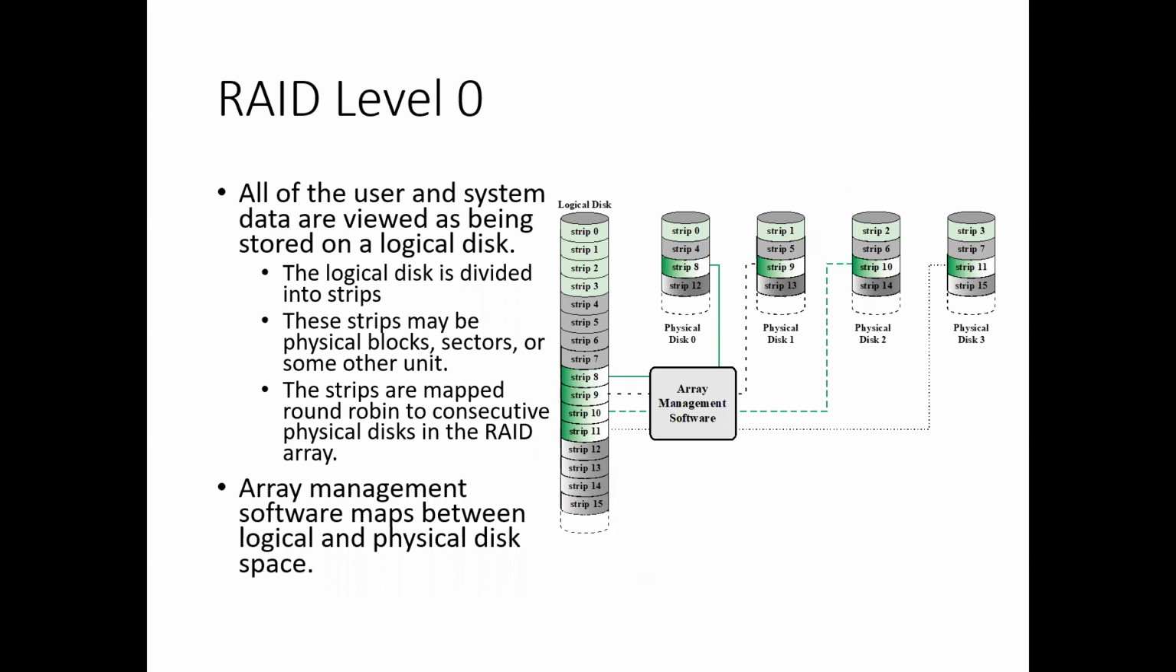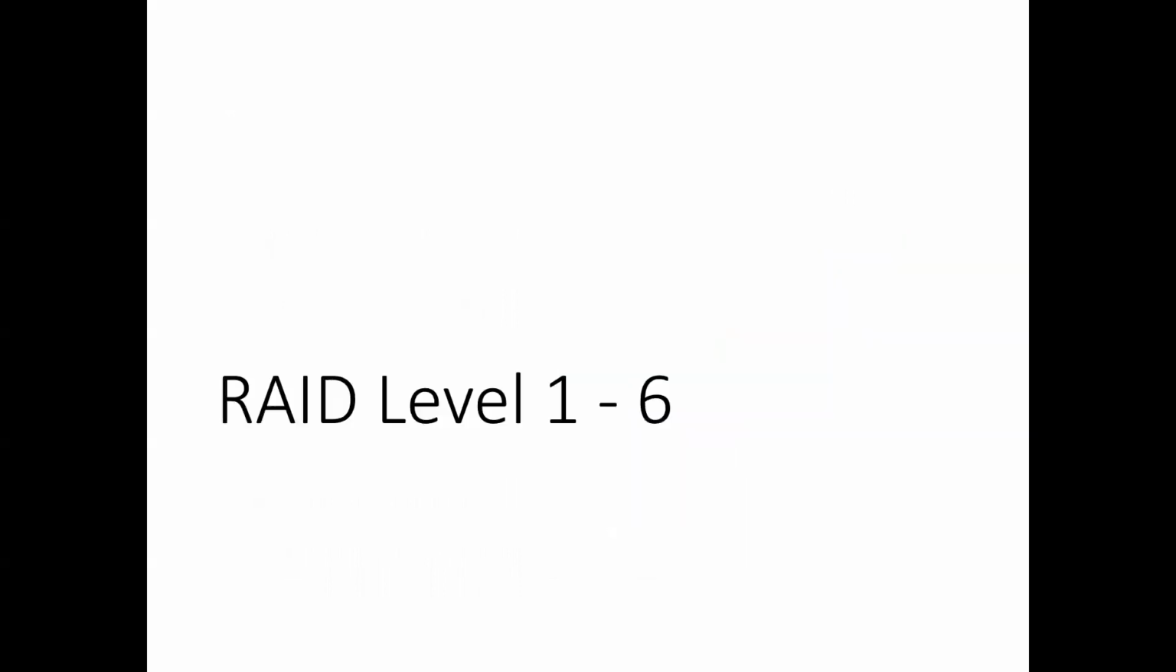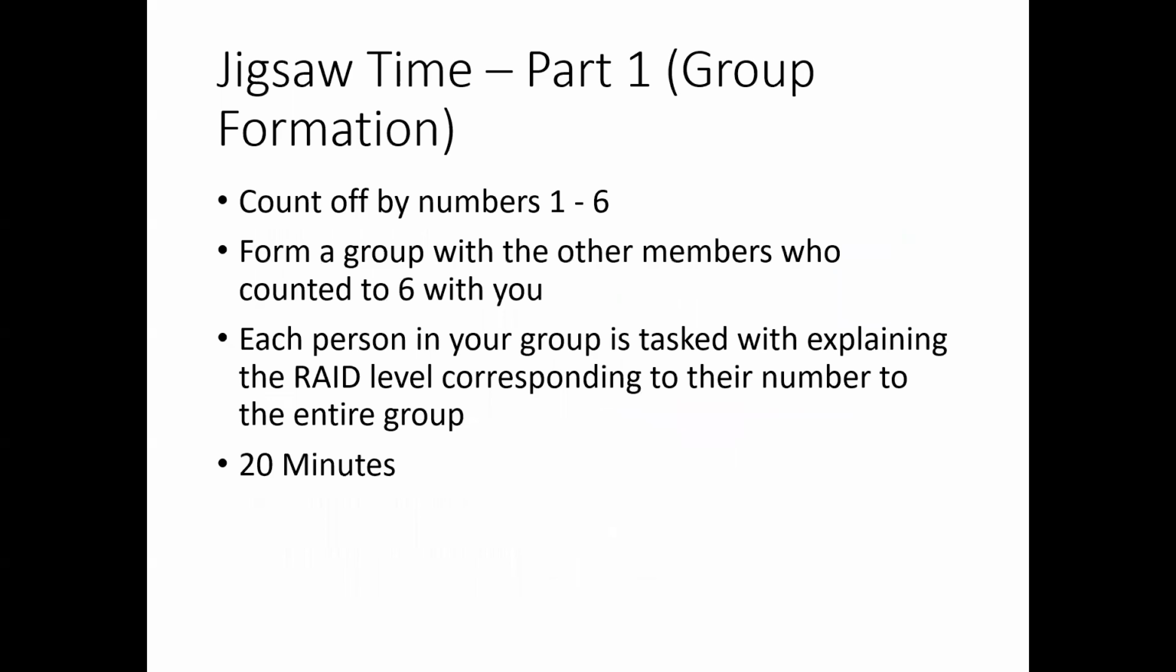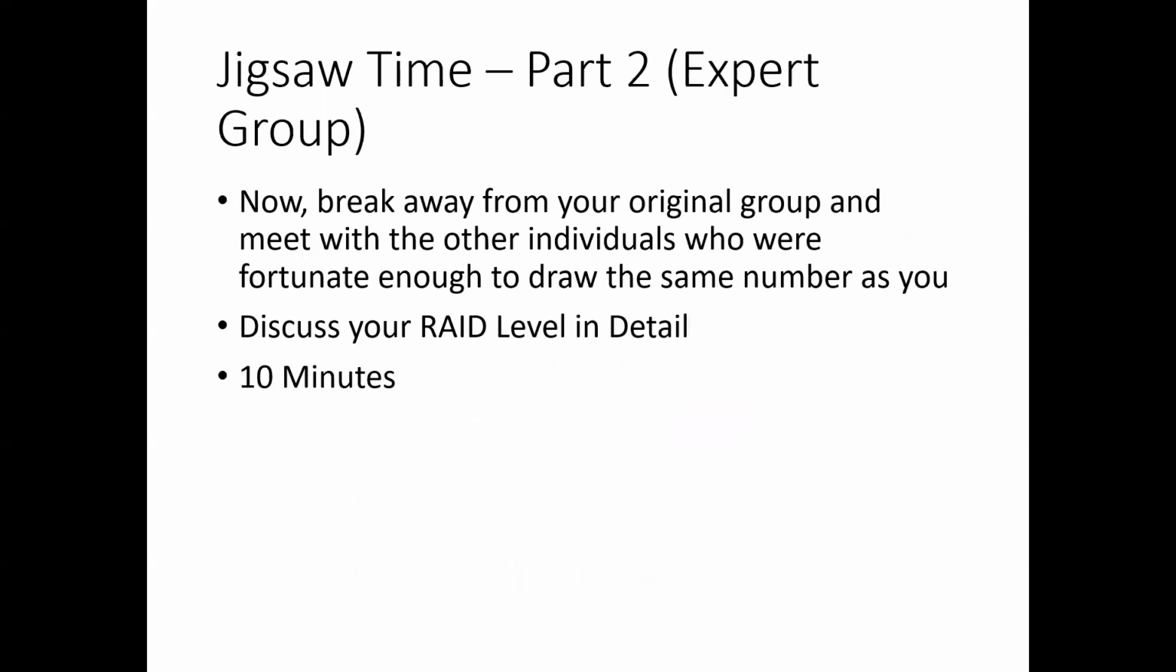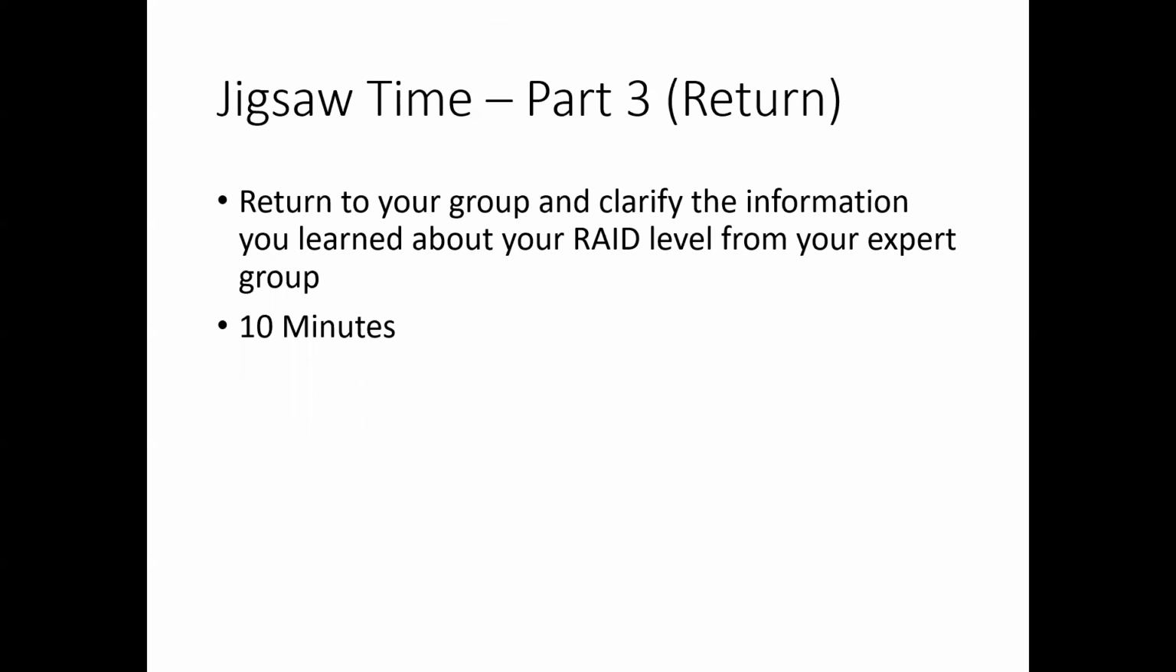So here's RAID level 0. Here we can see the logical disk, and the strips are stored across the 4 different physical disks in a round-robin manner. So RAID levels 1 to 6, and again, if we're doing this in class, I have you count off by 1 to 6, and you get to work with the people in your group to describe that RAID level. And then you come back and describe that RAID in detail.